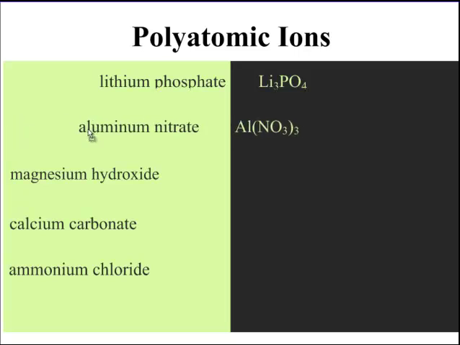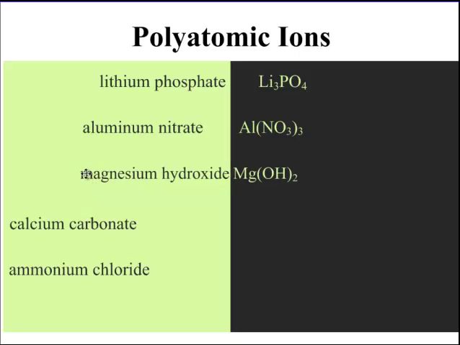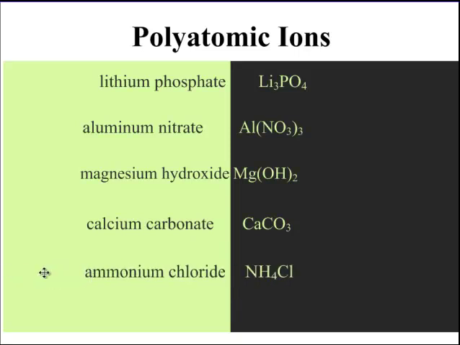Aluminum nitrate, Al(NO3)3. Remember that when you have to have multiple polyatomic ions, you put the formula in parentheses and you put the number outside of parentheses. Magnesium hydroxide is Mg(OH)2. Don't forget the parentheses on OH. If you didn't have the parentheses there, it would say that there was 1 O and 2 H's, and that's not true. Calcium carbonate, CaCO3. And ammonium chloride, that contains that ammonium ion, that's our 1 positive polyatomic ion, so that's NH4Cl.